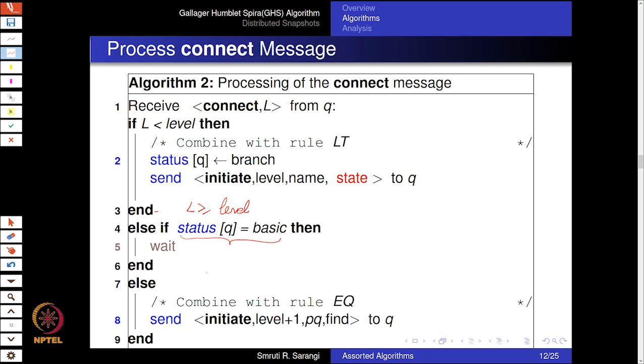But let's say it is not basic. Then I come here, and this is where we had left a question open. What we had said is, what happens here? So what happens here now we know. This basically means you reach over here, number 1, if L is greater than or equal to level. Number 2, if the status of the edge is either accept, is either branch or reject.